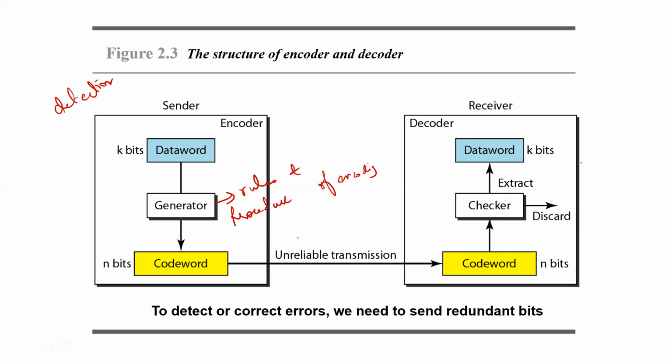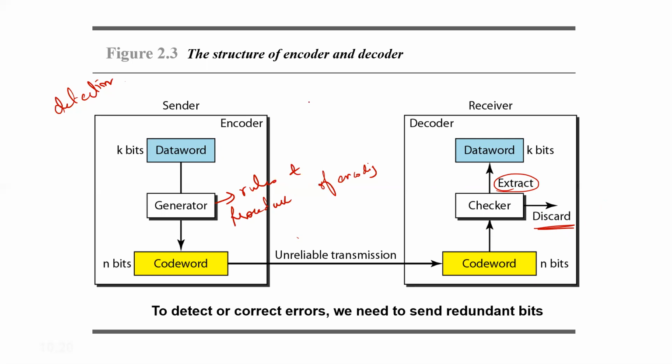However, then the data is correct and that data is extracted. Now, if the received code word is not valid, it is discarded. However, if the code word is corrupted during the transmission, but the received word still matches a valid code word, the error remains undetected.